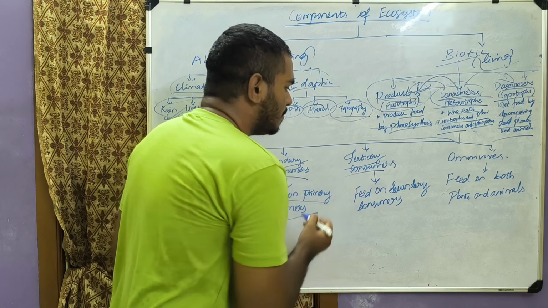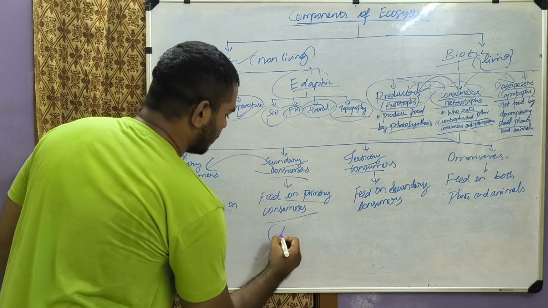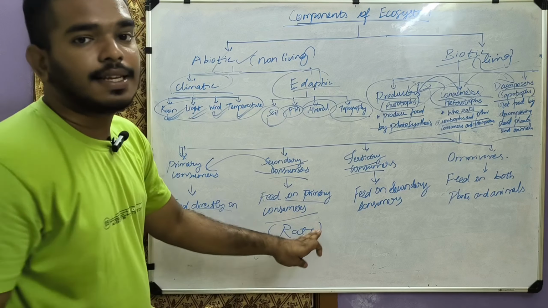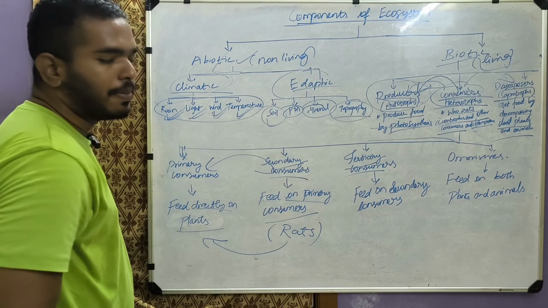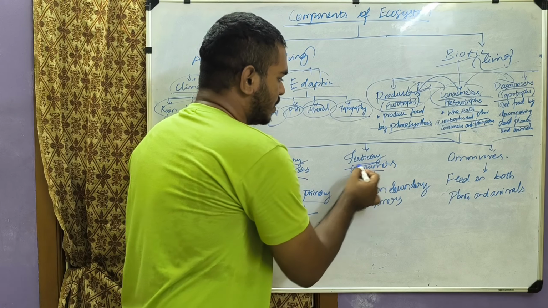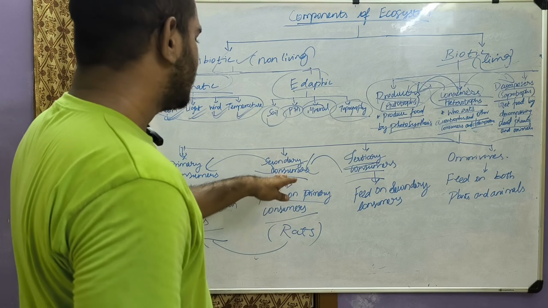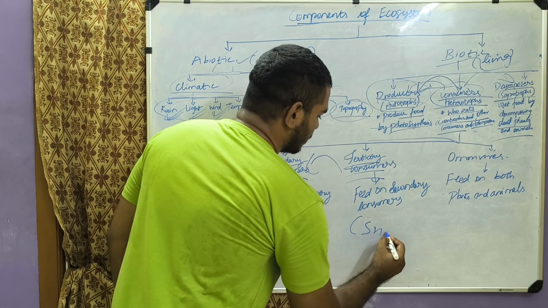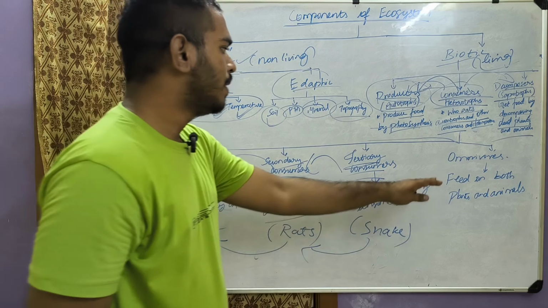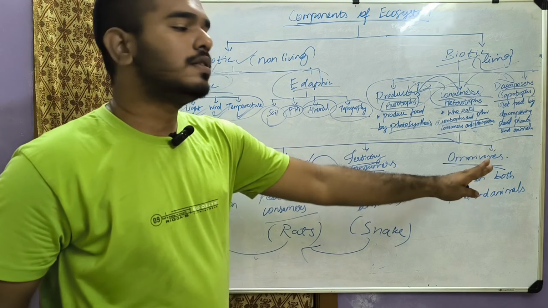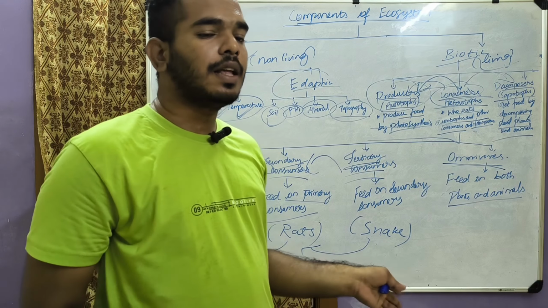Take for example, rats. Rats eat beets, grain and rice. So rats are primary consumers. Then the tertiary consumer feeds on a secondary consumer. Take for example, a snake. A snake eats a rat. Then omnivores. These omnivores feed on both plants and animals.